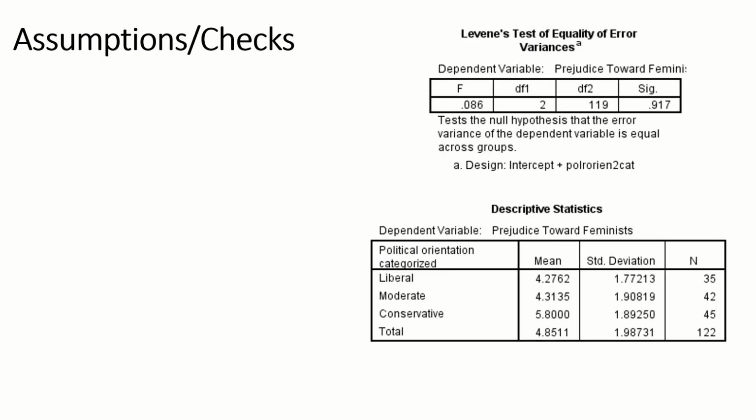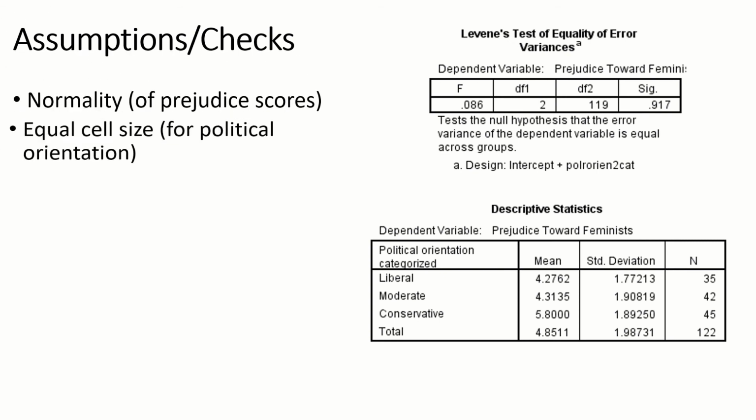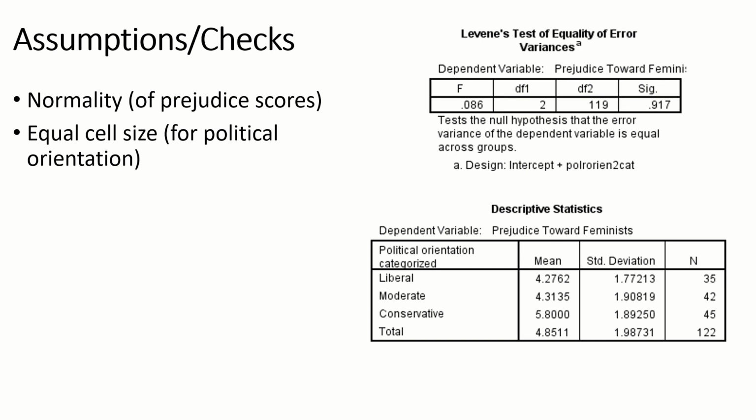All right, so you have to first check your Cook's d-values, and if your Cook's d-values look good, then you can move on to checking your other assumptions, right? We've talked about all these different assumptions. We want to make sure that our continuous distributions approximate normality. Our feminist prejudice scores are a continuous variable, so we want to make sure that those scores approximate normality. We want to make sure that we have enough liberals, moderates, and conservatives in our data set that we meet the equal cell size assumption.